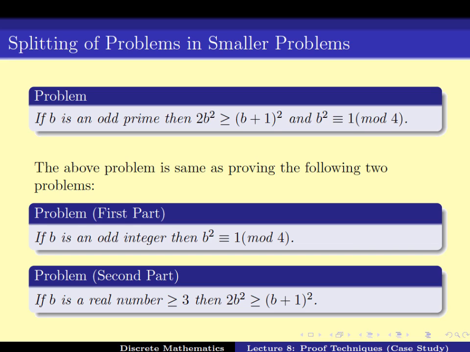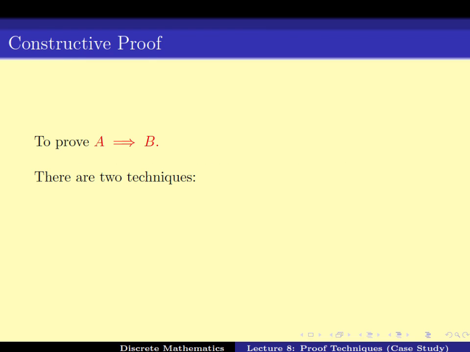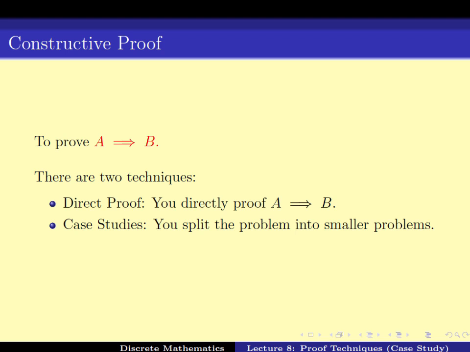Now, we continued from here and solved these two problems using direct proofs. So we use direct proof, which is a special case of the constructive proof. And as I told you earlier, constructive proofs have two parts. Part A is what we call as direct proof. That means you directly prove A to B, or in other words, you massage A to get B. The second one is case studies, and I will come back to this one particularly in the end of this video lecture.